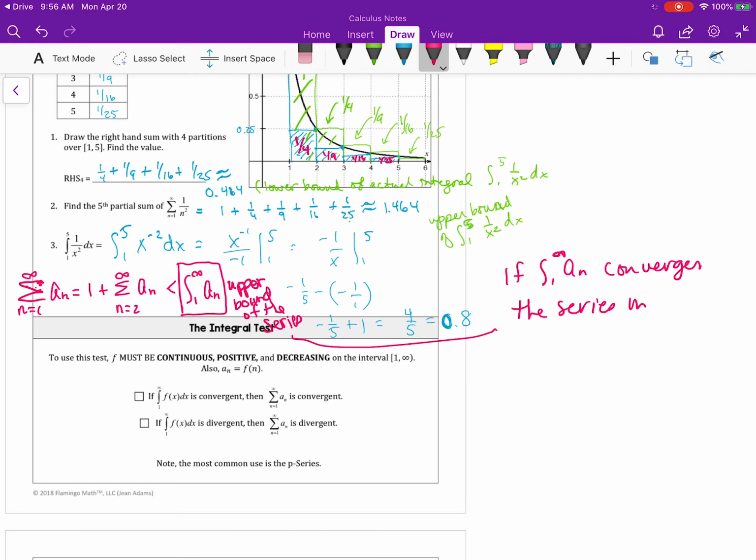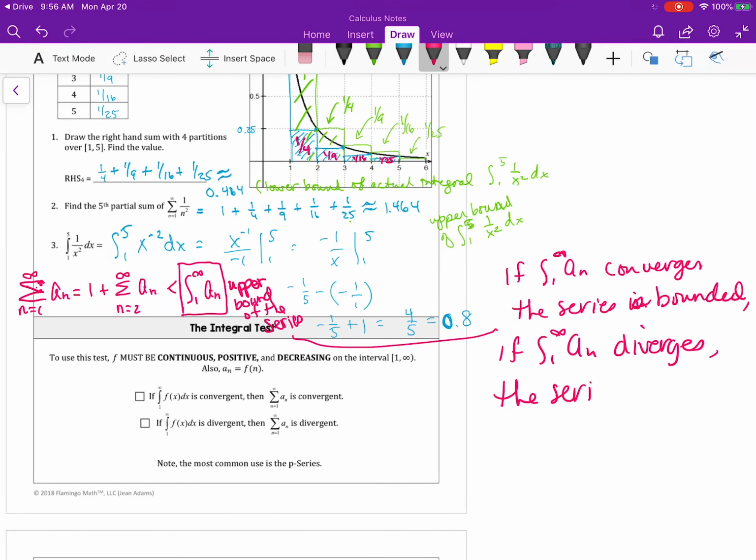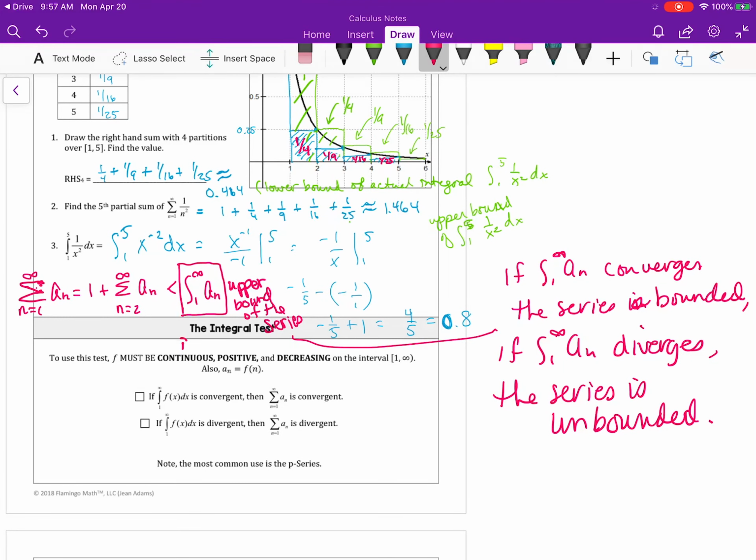And what we're going to think about is, if the integral converges, the series is bounded. And if the integral diverges, the series is unbounded.